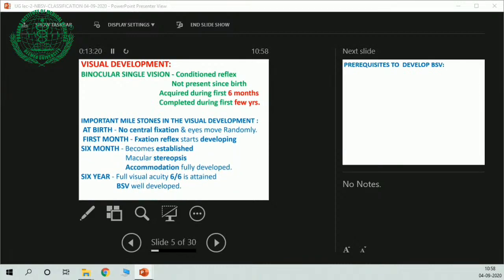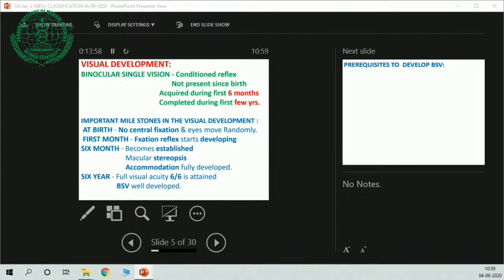Important milestones in the visual development that you should not forget, rather you should remember at all times, is that at birth there is no central fixation and the eyes move randomly. You might be going to see some neonate baby or some relatives, so at that time you can see this positively. At birth there is no central fixation, eyes move randomly, but in the first month the baby starts taking fixation. The spelling is wrong, I am sorry for that. So the fixation reflex starts developing.